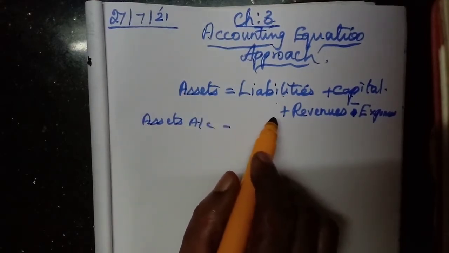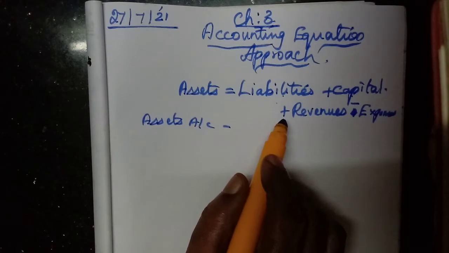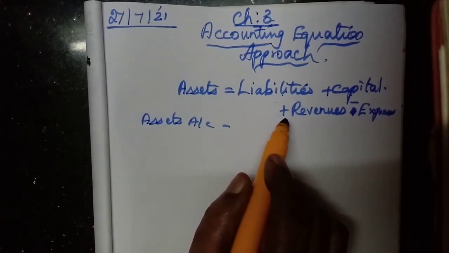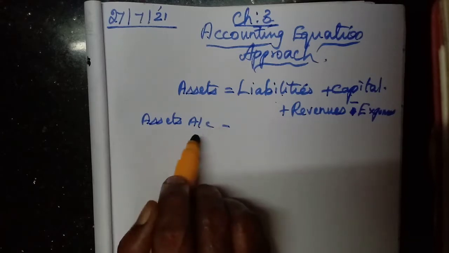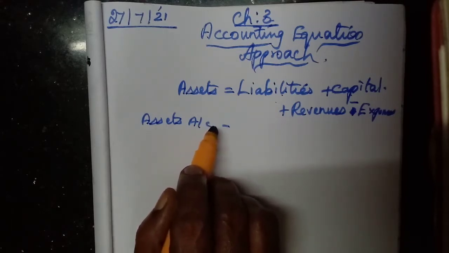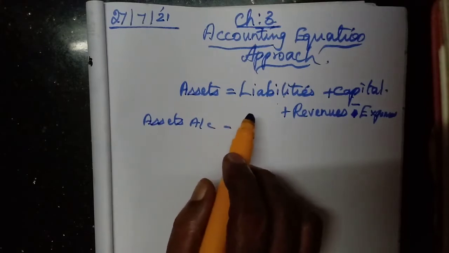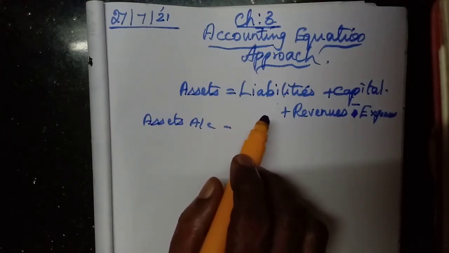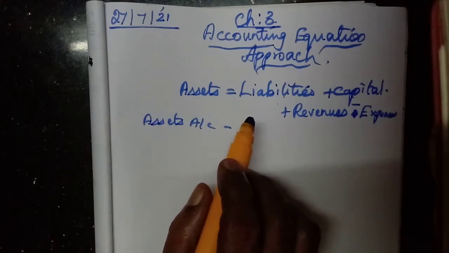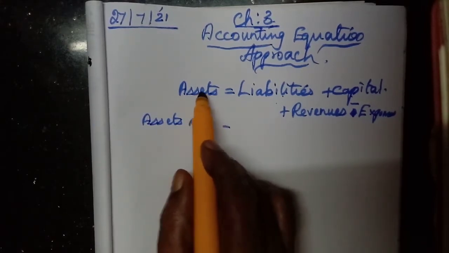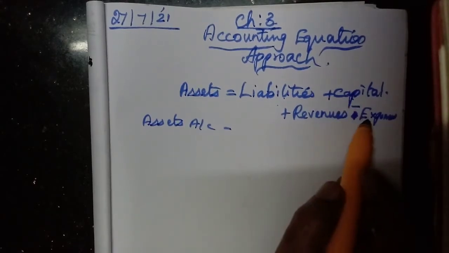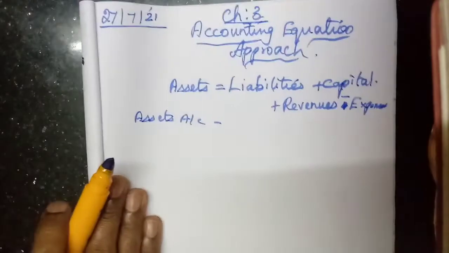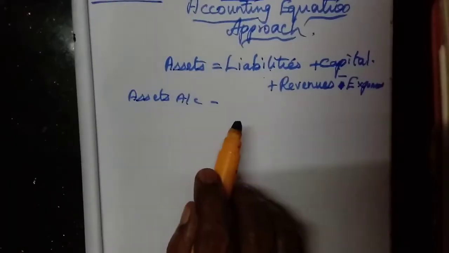There we have learnt personal account, real account, nominal account, isn't it? Personal account is again divided into 3: natural person, artificial person, and representative person. Then real account, tangible and intangible assets. Then nominal account, all the expenses and losses. Here there are only 3 accounts: assets account, liabilities account, capital account. Again, this capital will be increased by revenue and reduced by expenses. So 2 more accounts. Totally here 5 accounts.